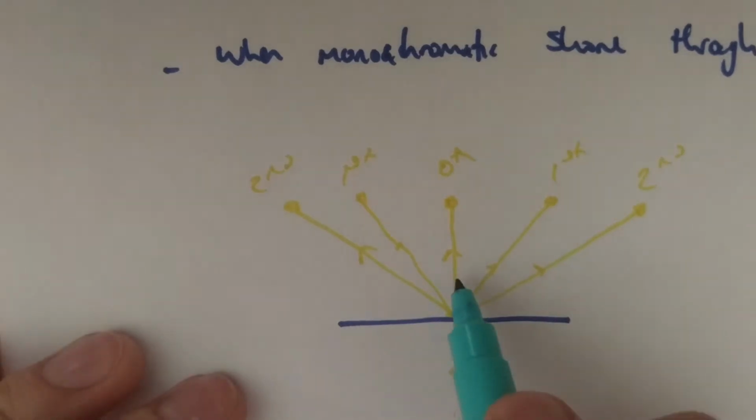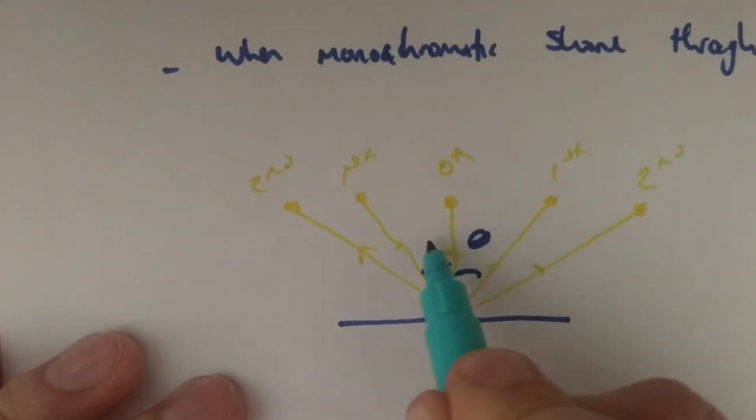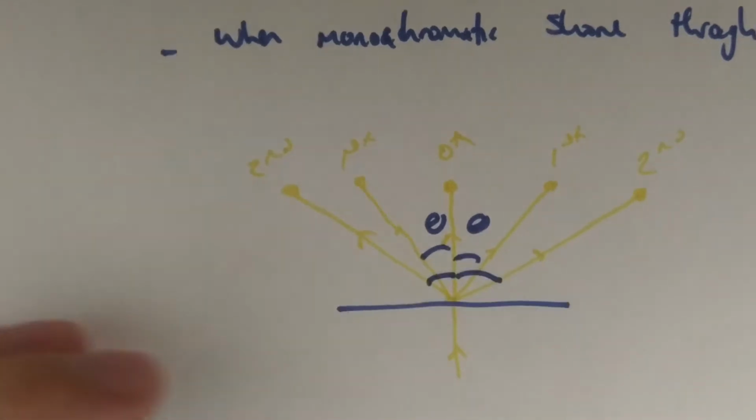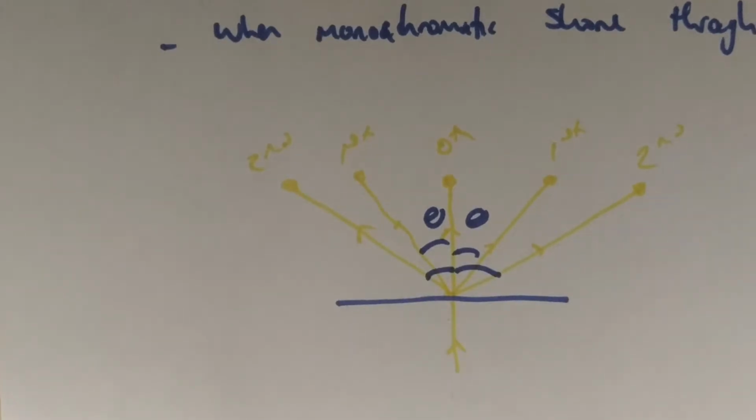What you find is the angles to the first order are equal, and again the angles to the second order are equal. So we get a nice symmetrical pattern.